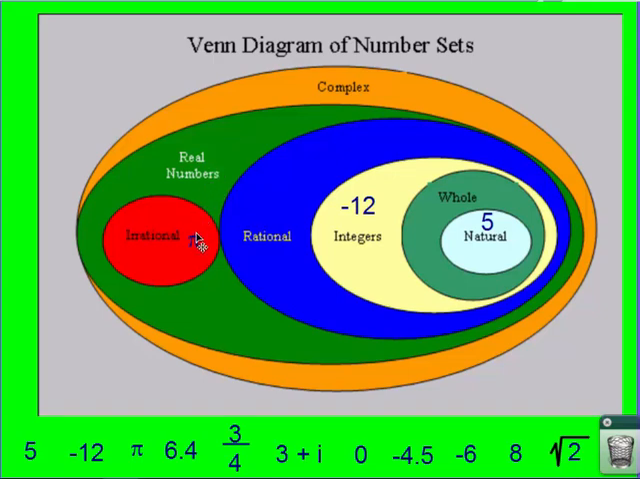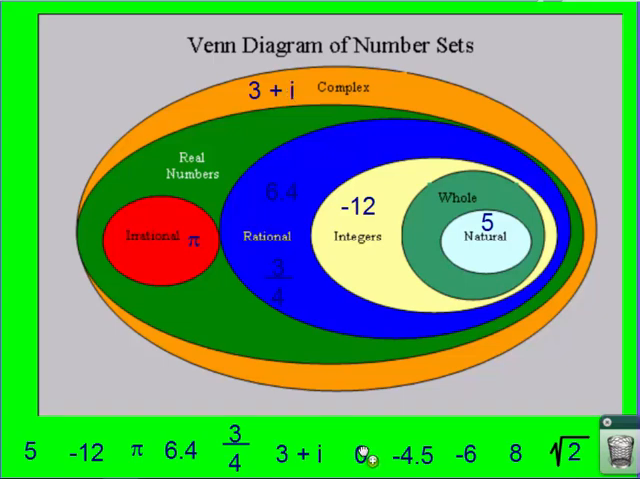All right, 6.4. Well, it's not going to be natural because it's got a decimal. It's not going to be whole because it's got a decimal. It's not going to be an integer because it has a decimal, but it can be written as a fraction, so it would be rational and real. Okay, 3/4. Well, it's a fraction, so we know it can't be one of these first 3, but it will be rational and it will be real. What about 3 + i? Well, that's that combination of real and imaginary, which makes it a complex number.